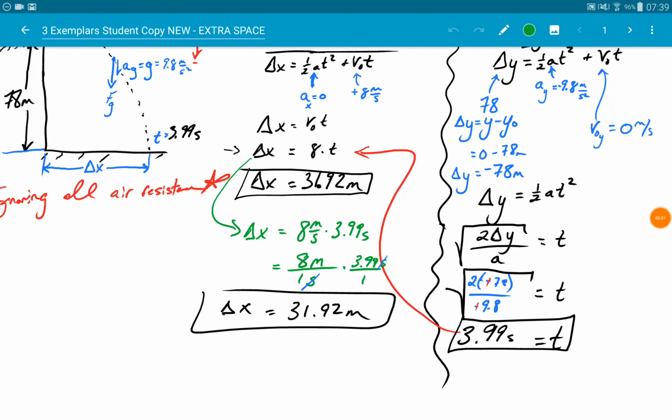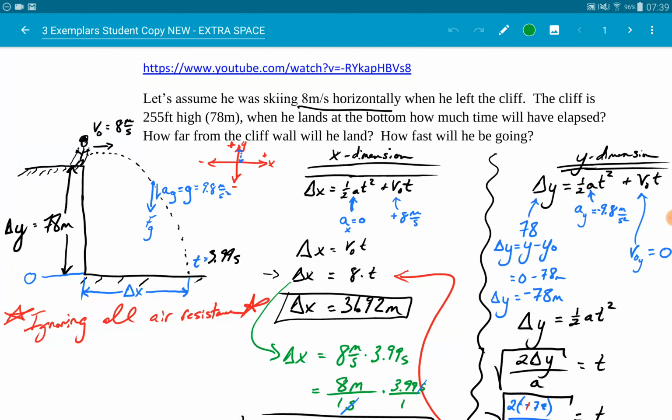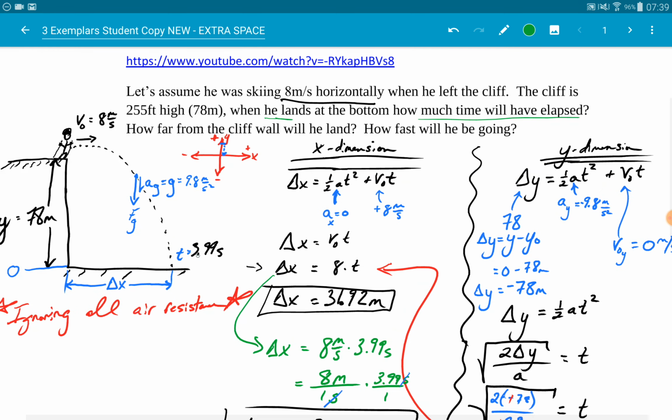Now we go back and make sure that we actually solved for everything. So we go back up to the top here, and let's read: how much time will have elapsed when he lands at the bottom? And we did get that. That was the 5.99 right there. Okay, it was 3.99, sorry. So we got that one. How far from the cliff will he land? That's our delta X, and we got that, 31.92.